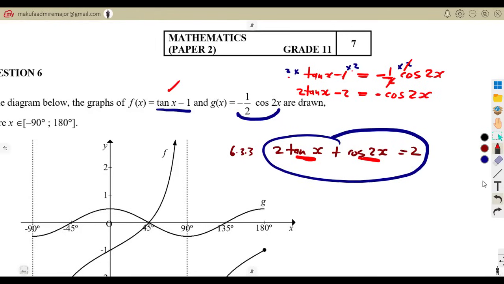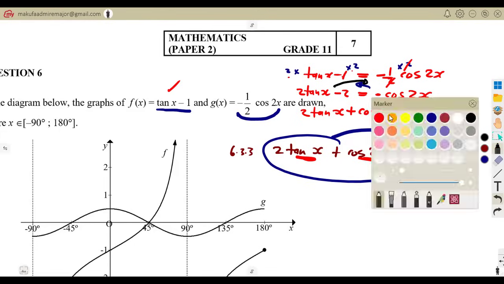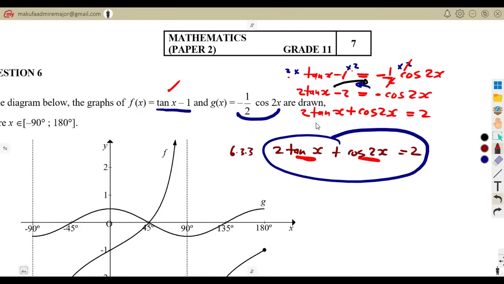Then take the minus cos 2x to the other side, it becomes a positive there. So it was going to be 2 tan x plus cos 2x. You take the minus 2 to the other side, it becomes a positive 2. Are you seeing, guys? This is the same equation that we see. So it was actually formulated from these two graphs being equal.